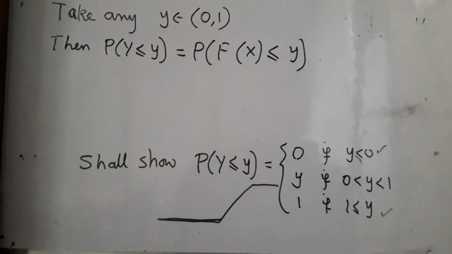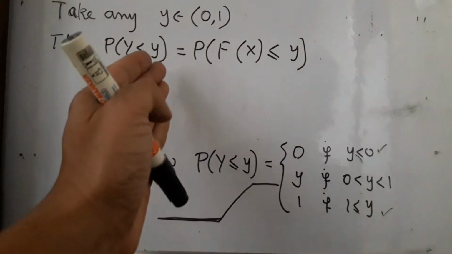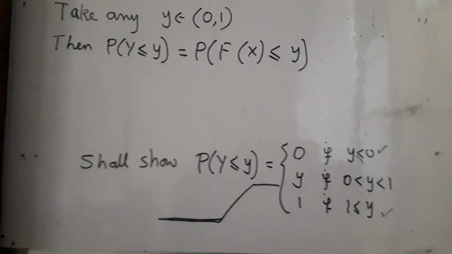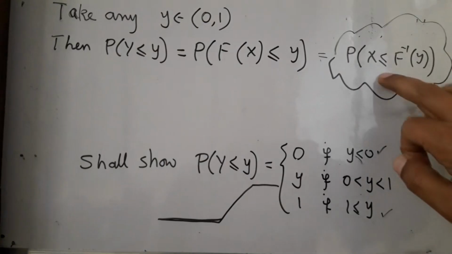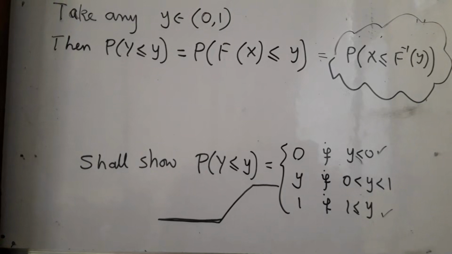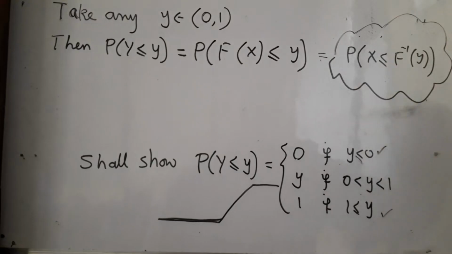Since F is non-decreasing, what I want to do is apply something like F inverse to both sides to come up with X less than or equal to F inverse of y, and I will say that the inequality is not disrupted because it is non-decreasing. The only trouble is non-decreasing does not ensure that it is strictly increasing, so it need not be a bijection. So that is the only problem. That's why I put it inside a cloud.